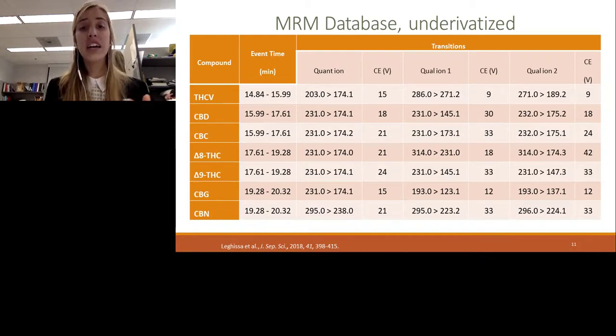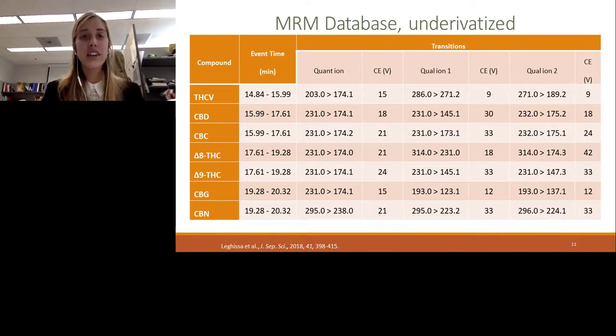And there is a higher differentiation, but we can still see the same transition for CBD and delta-9 THC. So this is the reason why we decided to pass to the third transition. In this case, by using 3 transitions, we decrease the sensitivity, but we increase the specificity for each cannabinoid.